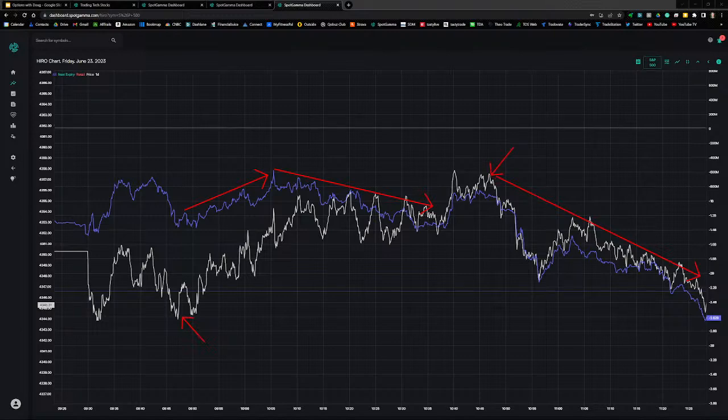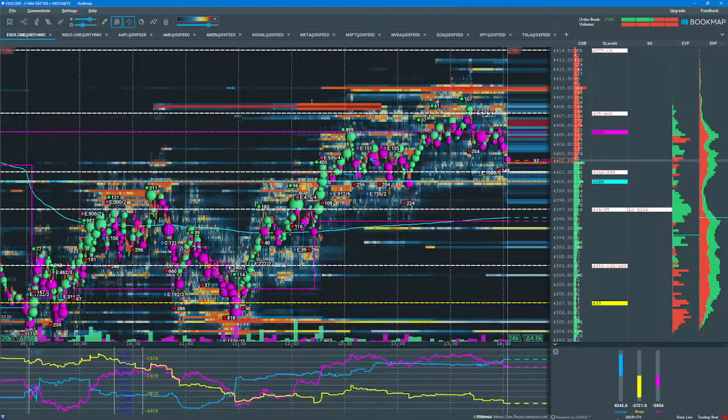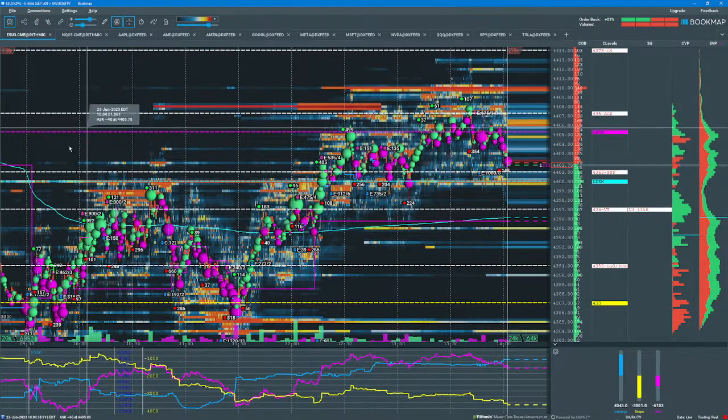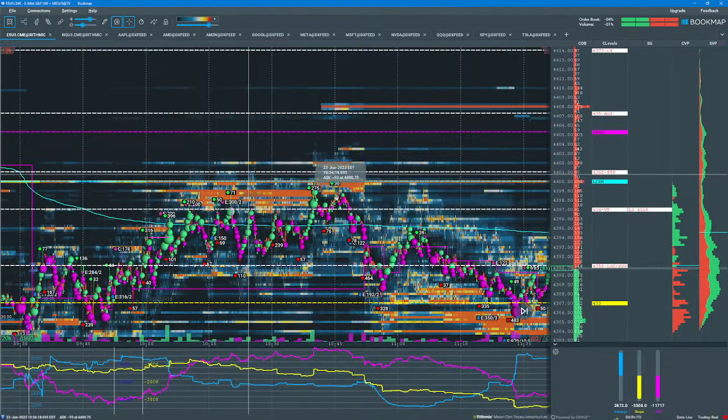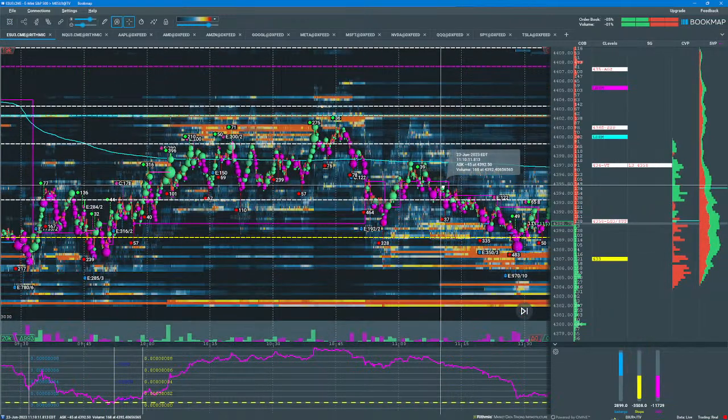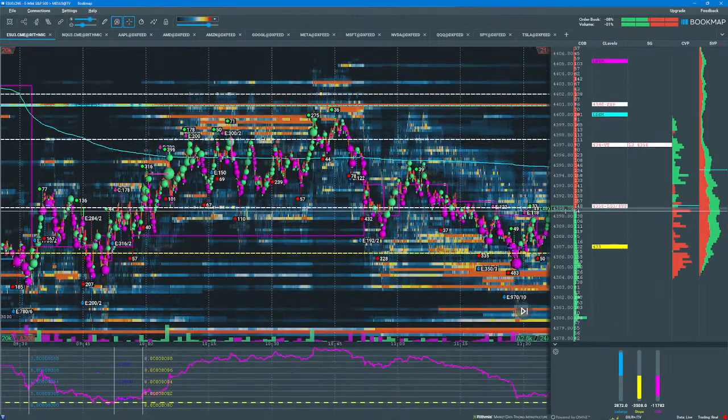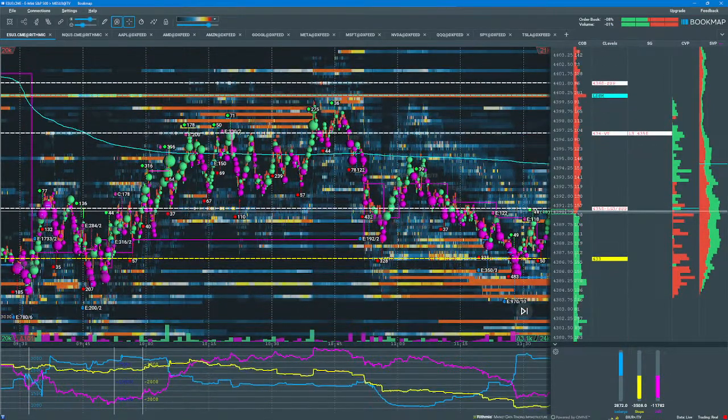So let's go take a quick look at Bookmap. We'll zoom in on the morning session. So Freddie asks, what platform is that? If you're talking about the platform that I'm showing right now, this is Bookmap. And then the website that I was showing is Spotgamma Hero.